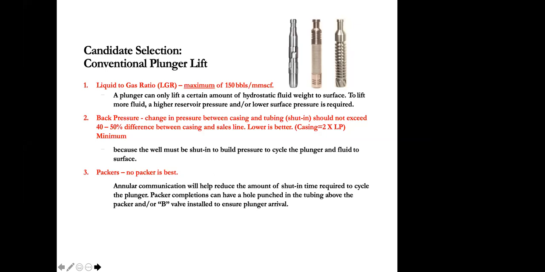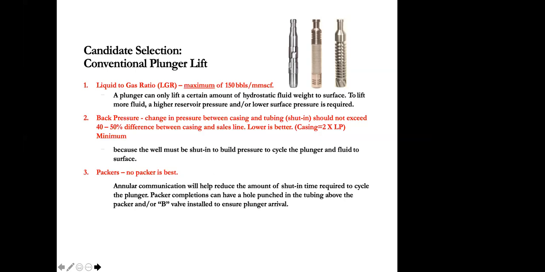When we look at a conventional plunger and selecting whether or not it's going to be an application for that, the first thing that we look at typically is the liquid to gas ratio. And so if it's above 150 barrels per million, it very likely may not be a very good candidate. It may be just too much fluid. And I'll get more into that liquid to gas ratio here in just a second.